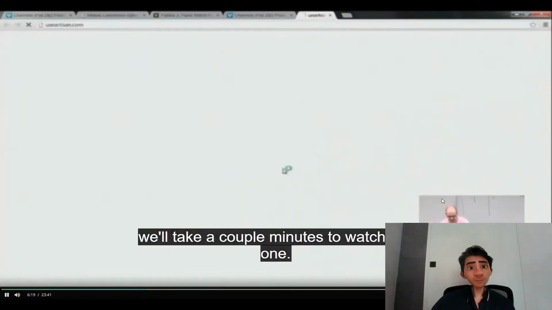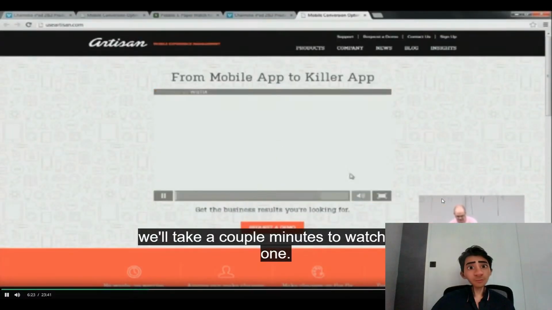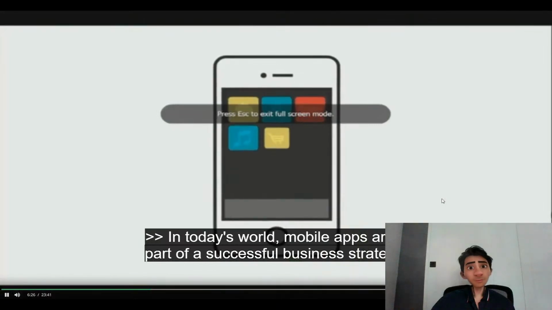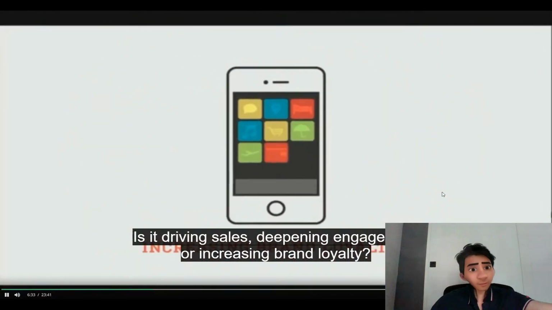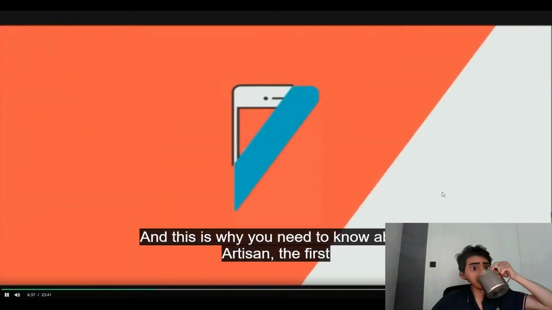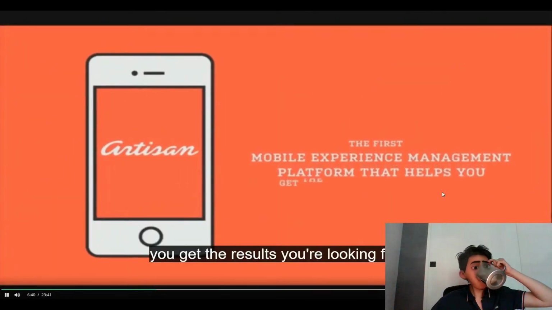And when we look at what they're doing, we'll take a couple of minutes. In today's world, mobile app is part of a successful business strategy. So let me ask you something. Are you getting the results you want from your app? Is it driving sales, deepening engagement, or increasing brand loyalty? It should be. And this is why you need to know about Artisan, the first mobile experience management platform that helps you get the results you're looking for.